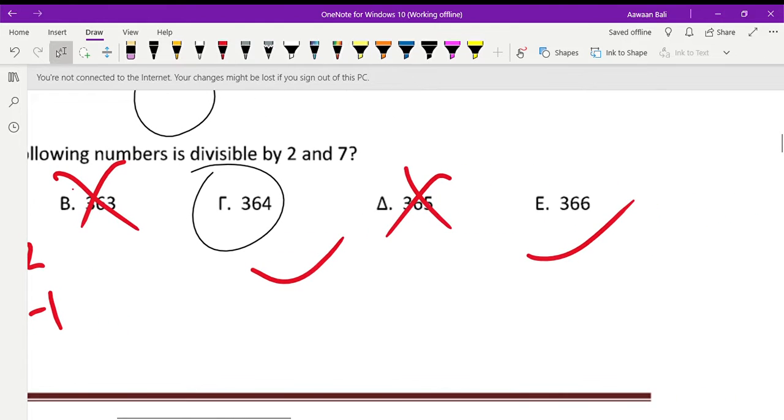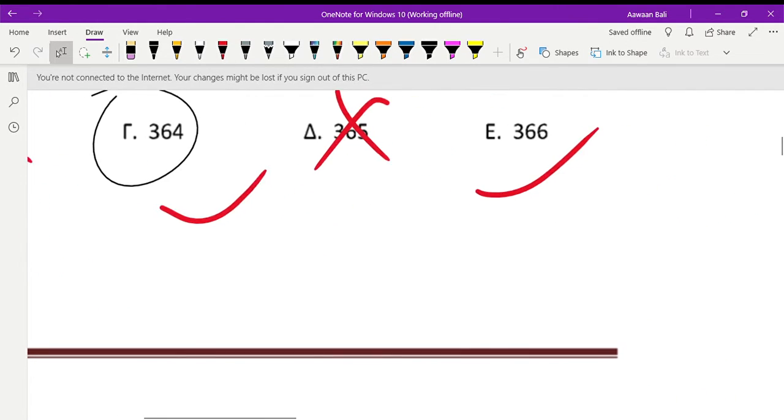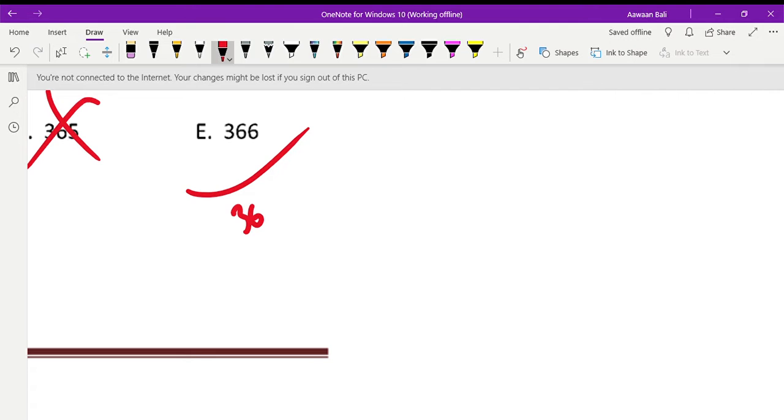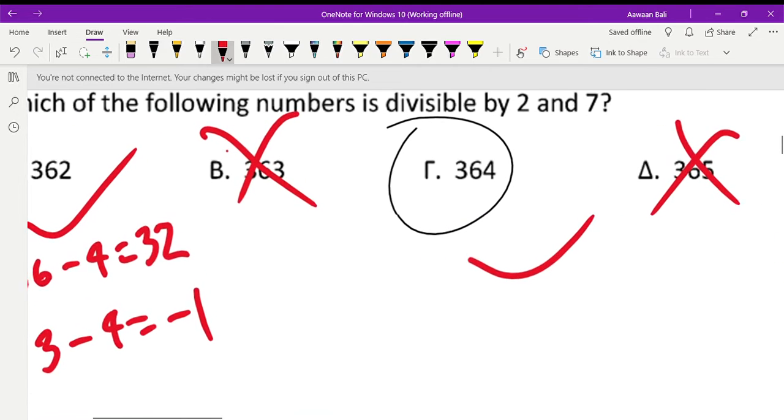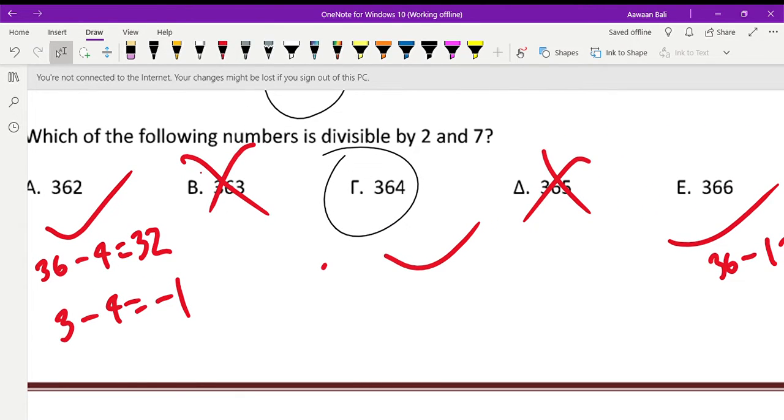And also, now we have 366. Double 6 is 12. 36 minus 12 is 24. 24 doesn't work. It's not divisible by 7, so we can say that's wrong directly. Meanwhile, for 364, we have 36 minus 8, and that would become 28. Now 28 divided by 7 is 4, so that means it's correct.